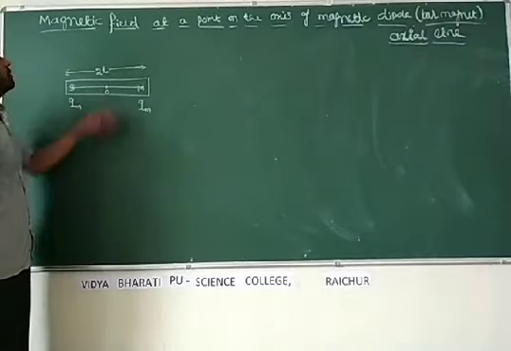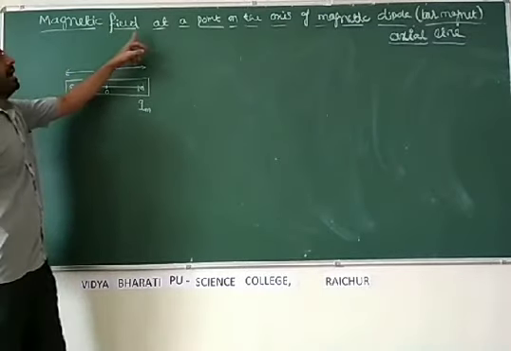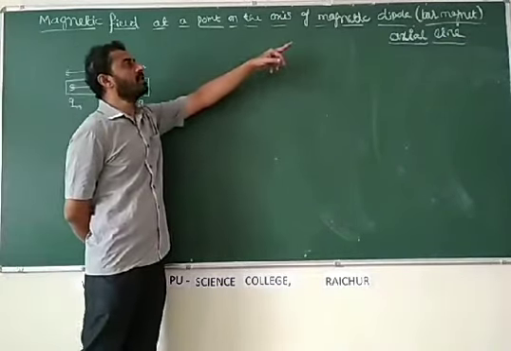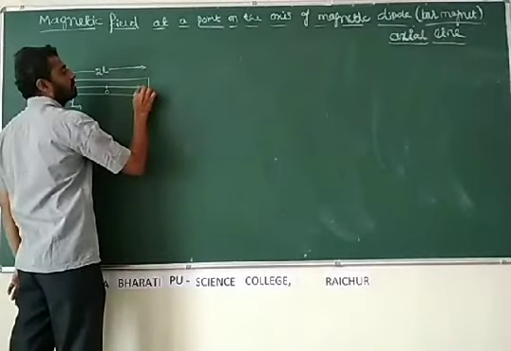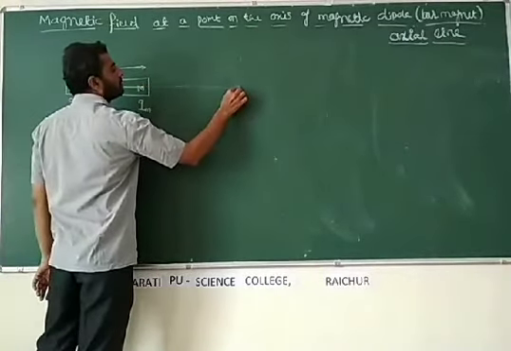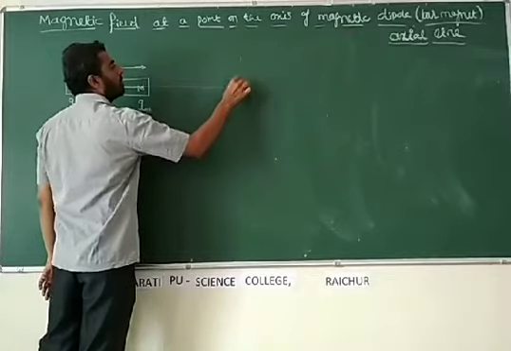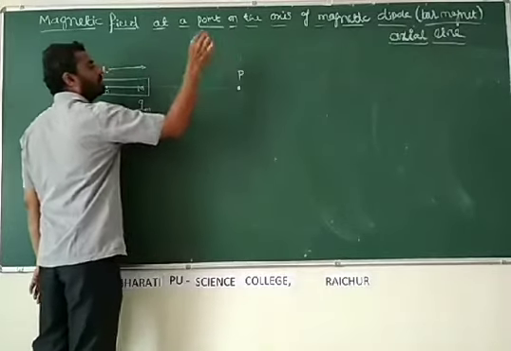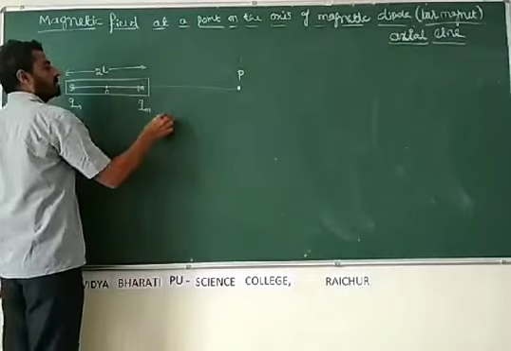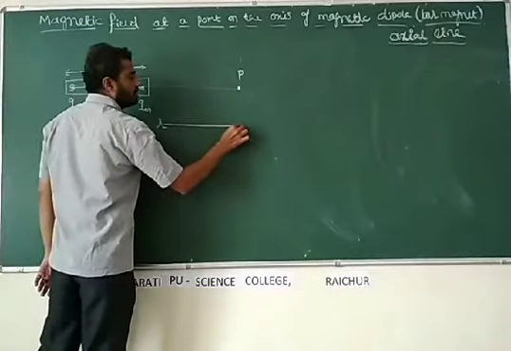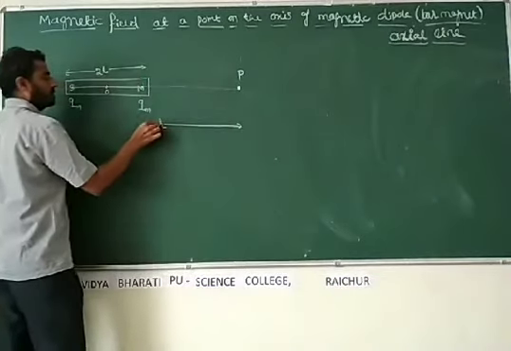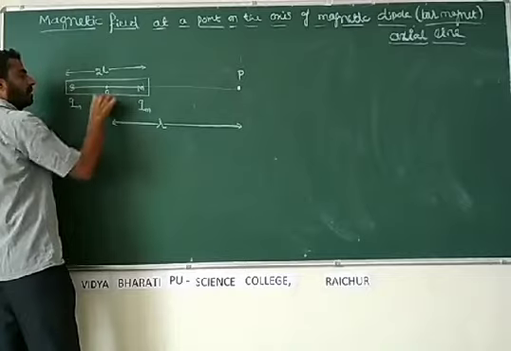Now we are supposed to find the magnetic field at a point on the axis of the magnetic dipole. Now I choose a point P. Let P be the point at a distance r from the center of the magnet. From the center of the magnet.